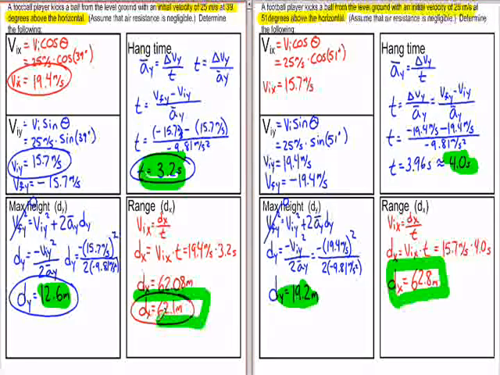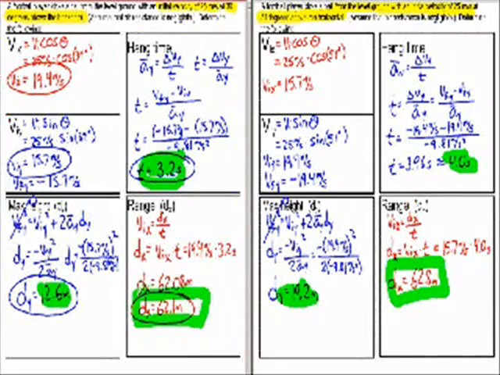Now, focus on these last two here. The ranges are nearly identical. If I had been a little bit more careful with my sig figs, they would have been exactly the same. So, complementary angles with the same initial velocity, or same speed, result in identical ranges. That's really important to remember.